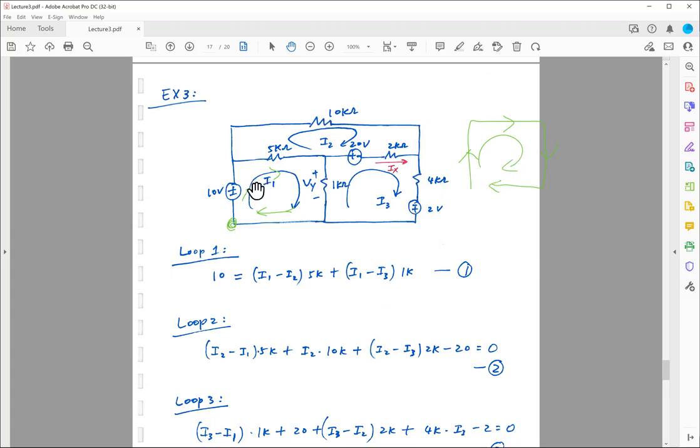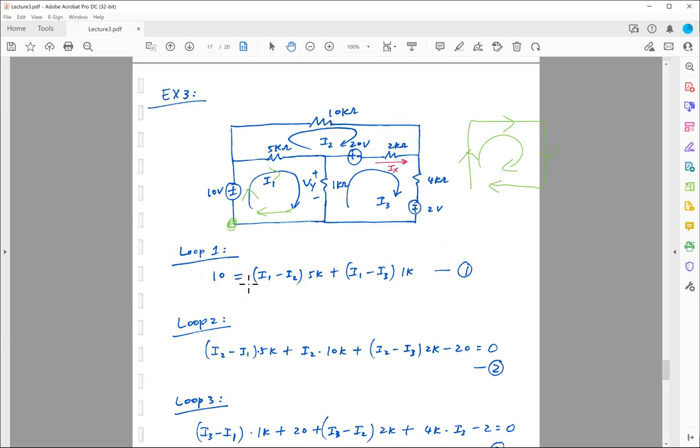Even though this is going clockwise, sometimes you may overlook and miss one of these elements along the way. So when you sketch this out completely, you see that this path goes through the element. Otherwise we'll miss it. Okay, so for our first loop, I have 10 volts. 10 volts is my voltage rise.